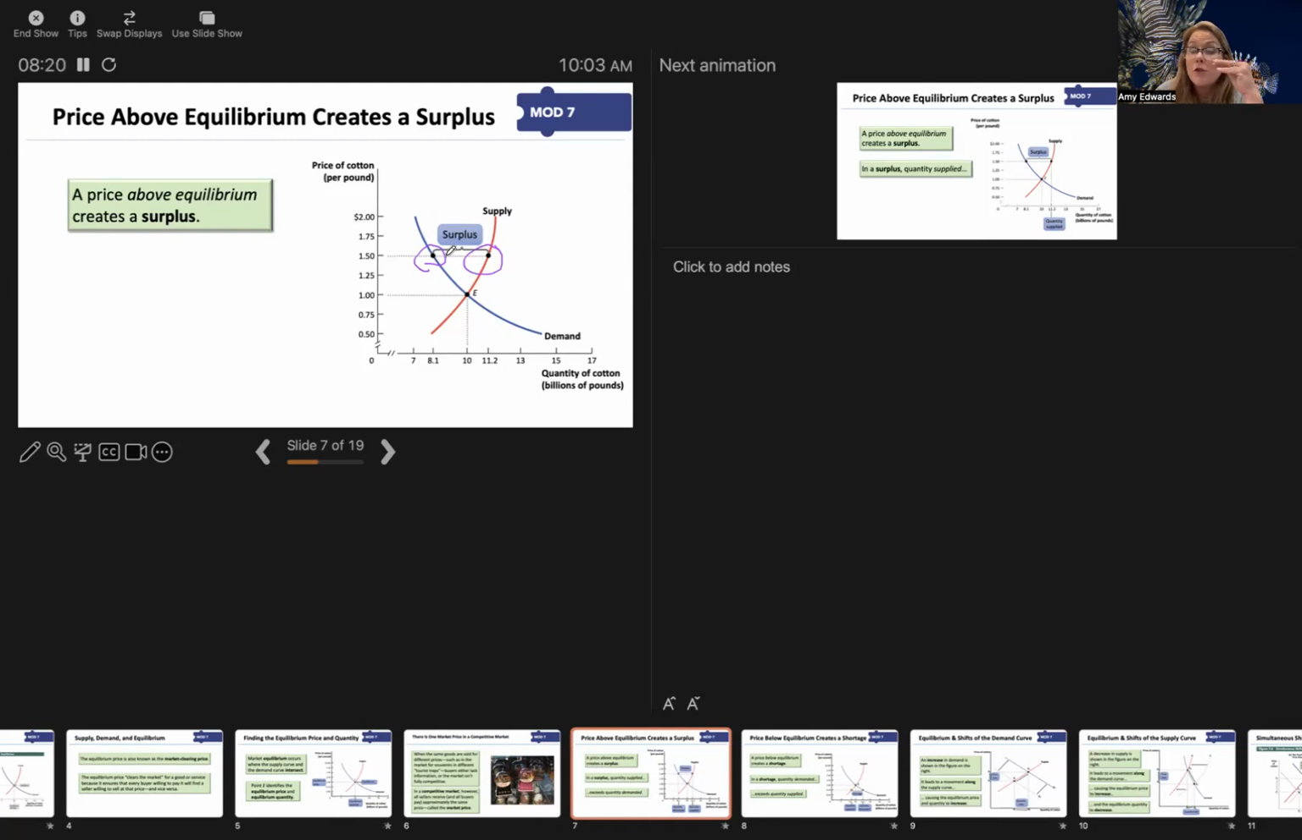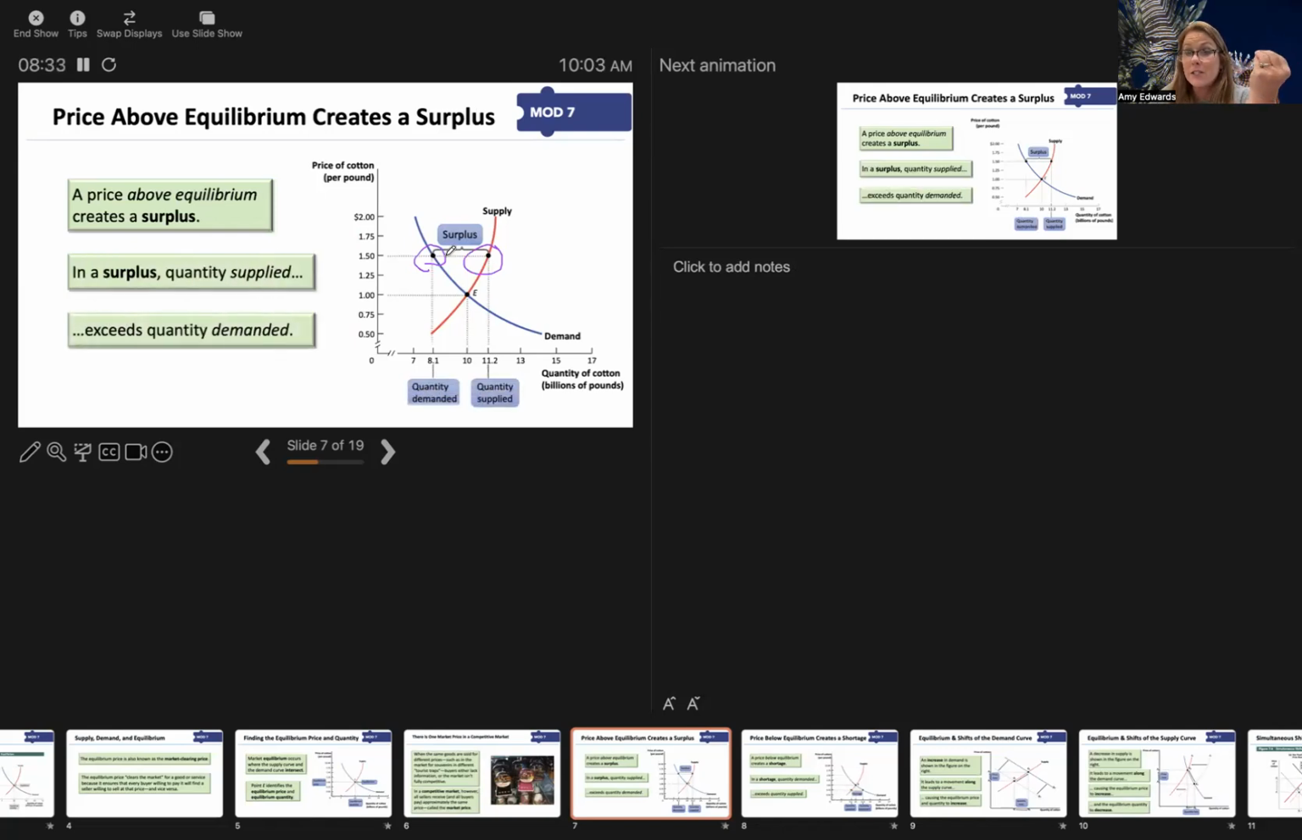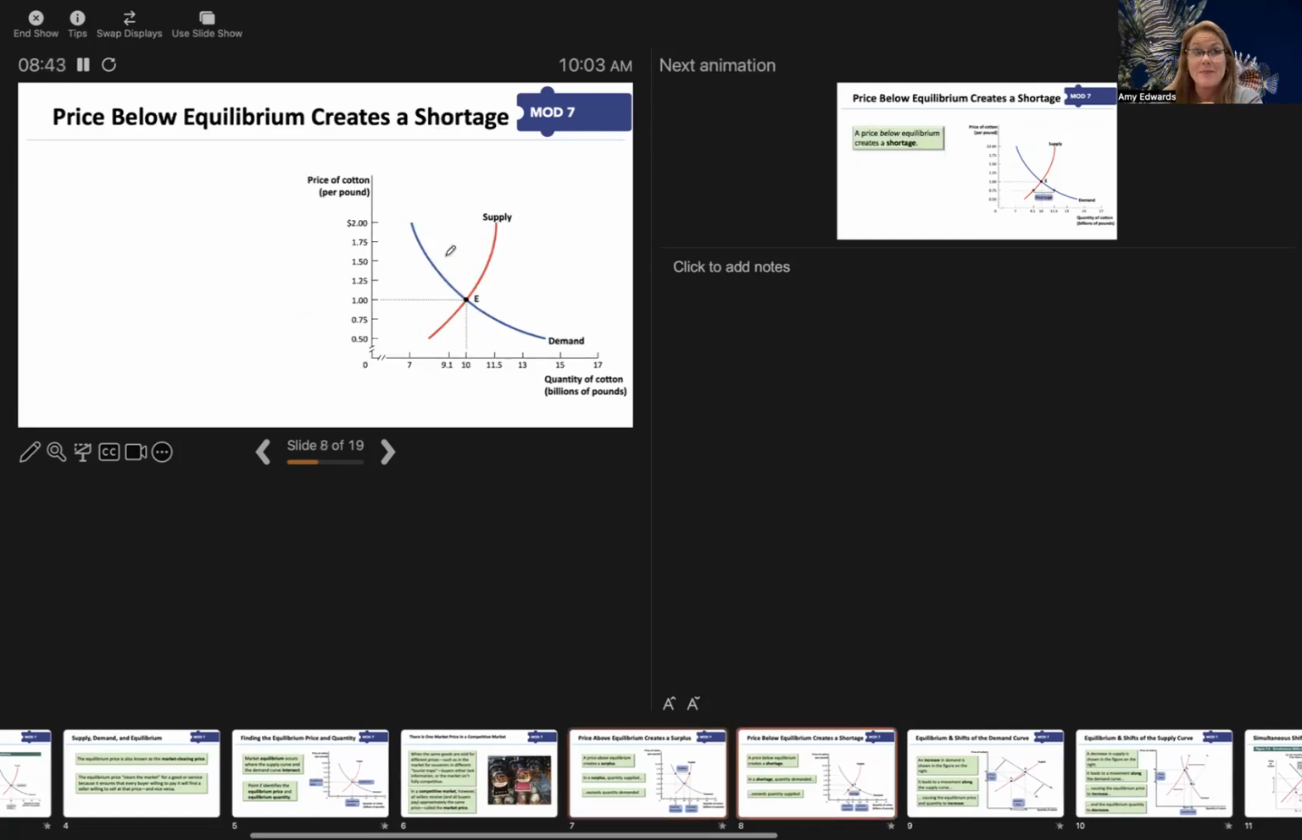So when we set the price above equilibrium, we're going to get a surplus, meaning there's a whole lot more stuff out there than we're willing to buy. Okay. Now, again, in that surplus, quantity supplied is going to be a whole lot more than quantity demanded. Those producers are producing a whole lot more than we consumers are willing to buy.